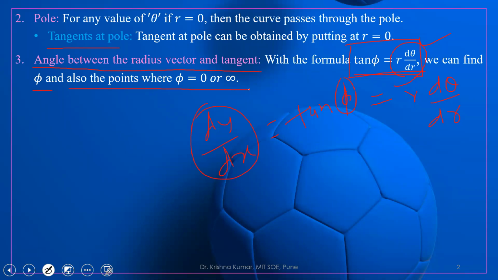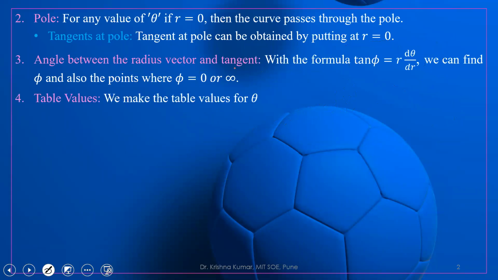What is the meaning of φ being 0 or infinity? If φ is 0, what does it mean? The tangent line makes angle 0, so the tangent line will be parallel to the initial line θ = 0. And if it is infinity, then it is parallel to the line θ = π/2.